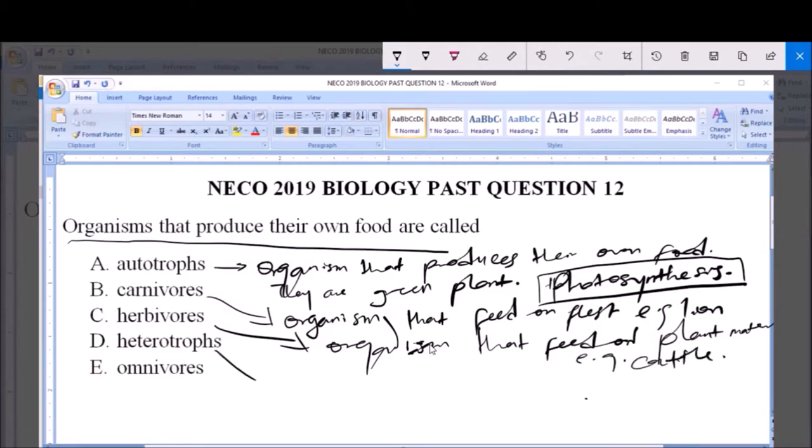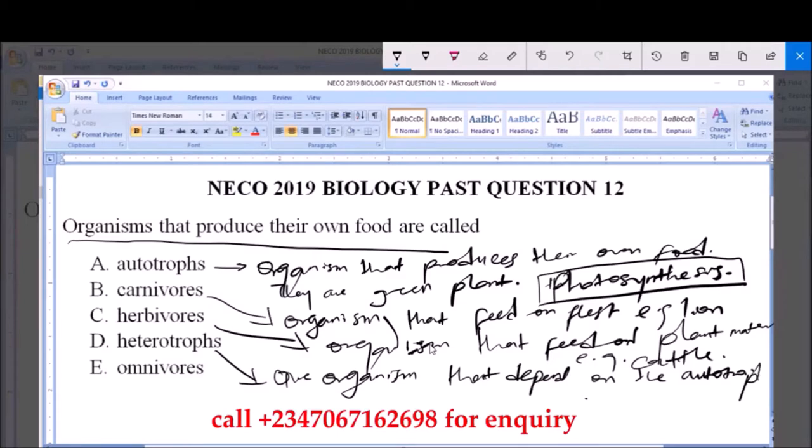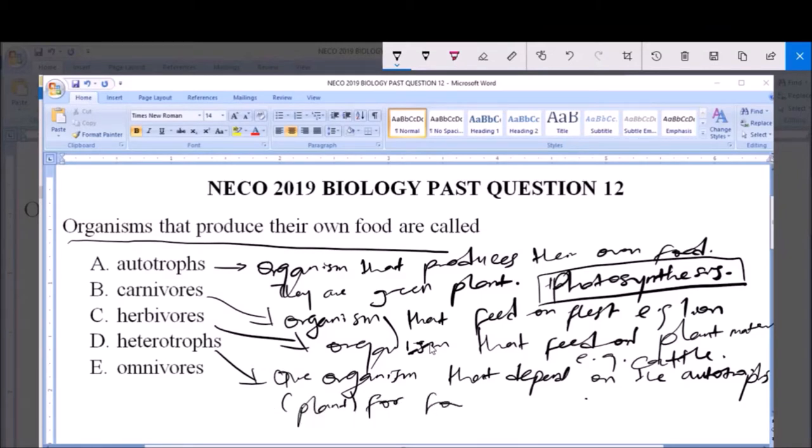Now, the heterotrophs. Heterotrophs are organisms that depend on the autotrophs, which are the plants, for food. So therefore, the heterotrophs are organisms that cannot produce their own food. They depend on the autotrophs or the plants for their food.